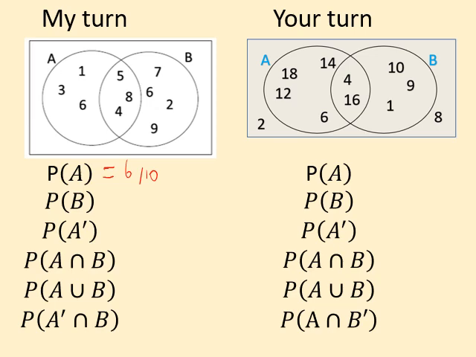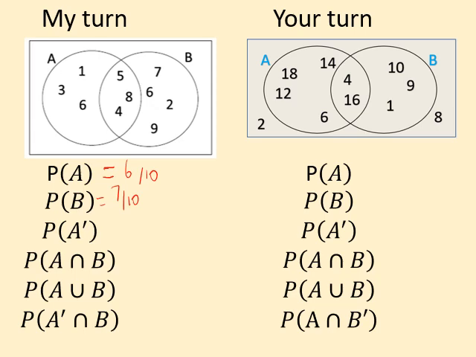The second one, B, is the same thing again. We're just looking for anything that's in this circle here for B. We've got 1, 2, 3, 4, 5, 6, 7 numbers. So again, we're going to be saying that that is 7 out of 10.